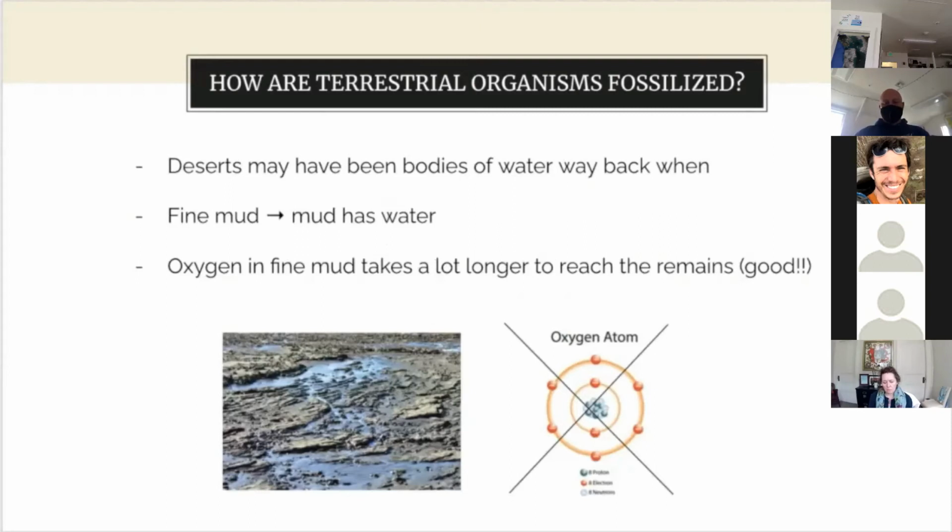One of the best ways to fossilize on land is with the help of fine mud. And guess what mud has? That's right, it has water. When an organism dies in or near fine mud, it is buried. Oxygen takes a long time to reach the remains in fine mud, which is really good for fossilization.